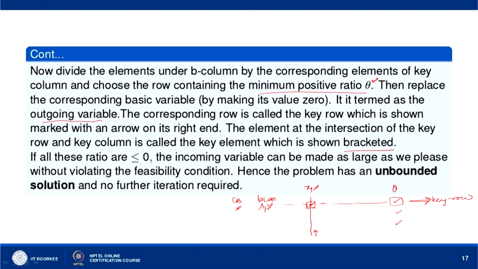Now, suppose all the ratios under the theta column are less than or equal to 0. Then the incoming variable can be made as large as we please without violating the feasibility condition, and therefore the problem will have an unbounded solution and no further iteration is required. So if all the values in the theta column turn out to be less than or equal to 0, we do not need to proceed further.